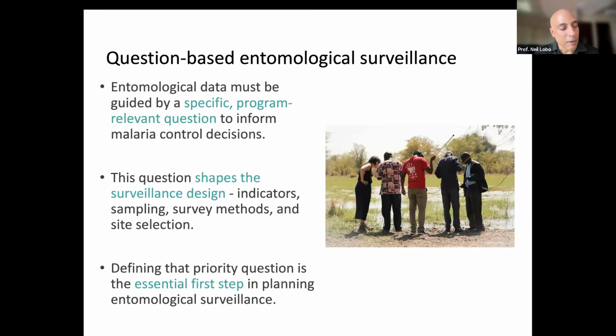And note, if you're designing entomological surveillance right now, think about what your question is. Think about how to answer your question and what is most important for your country, right? What is most important? What are the decisions coming up? Ask yourself, what is my question before moving forward whatsoever? Defining your question is the essential first step in planning entomological surveillance.